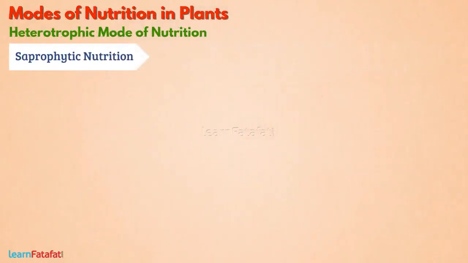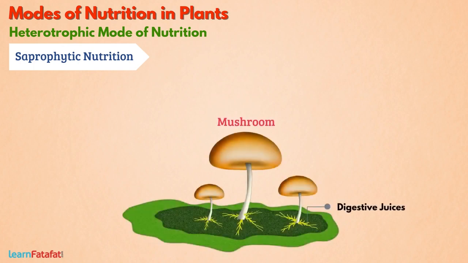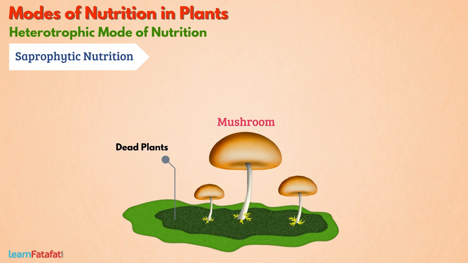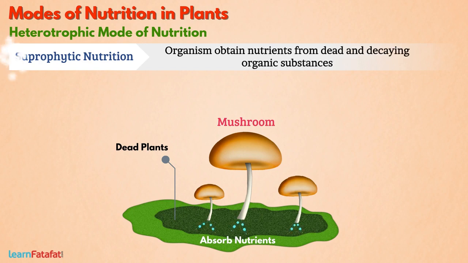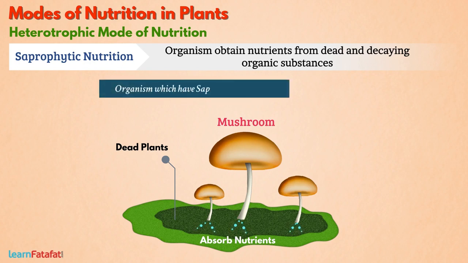Saprophytic nutrition. Some plants such as mushroom secrete digestive juices on dead parts of plants or animals so as to convert them into simple substances in solution form. They absorb nutrients from the solution so formed. Such mode of nutrition in which an organism obtains nutrients from dead and decaying organic substances is called saprophytic mode of nutrition. And the organisms which have this mode of nutrition are called saprotrophs.